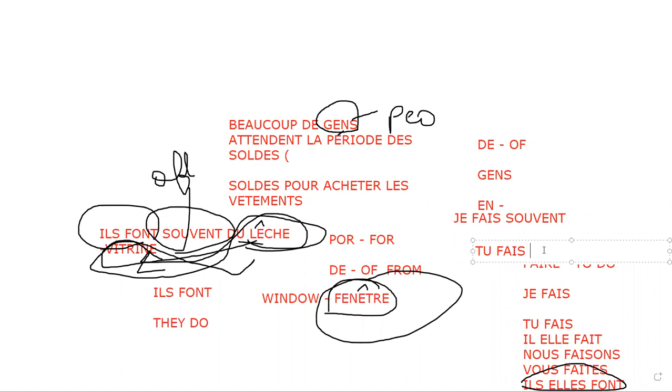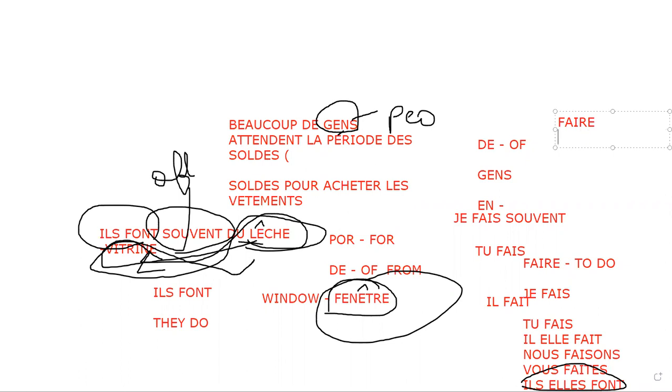If you say he does, il fait. Simple. Because he does is il fait, right? Il fait. Is it clear to you? The R is gone and we have AIT. You have to understand that. Let me tell you again. Then we should write it like an RE verb, but you know, that's an irregular verb.